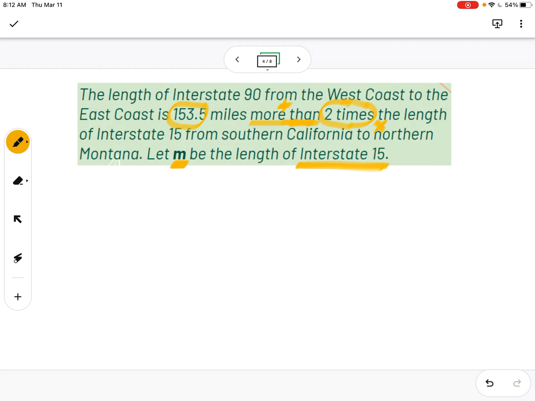All right, so let's try to develop an expression here then, if this is true. So 2 times the length of Interstate 15. That means I'm going to do 2 times m, right? Because Interstate 15 is represented by the variable m, as it says in that last sentence. And then it's more than that, so 2 times m, and then it's 153.5 more than that. So do you guys understand why now we would add the 153.5 to that? So this would be our expression.